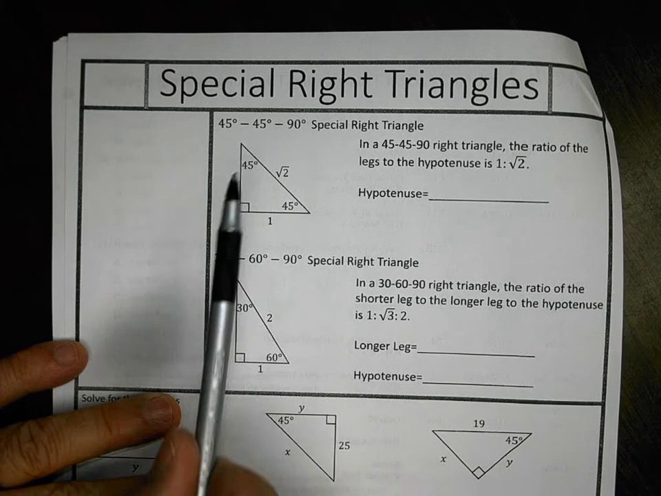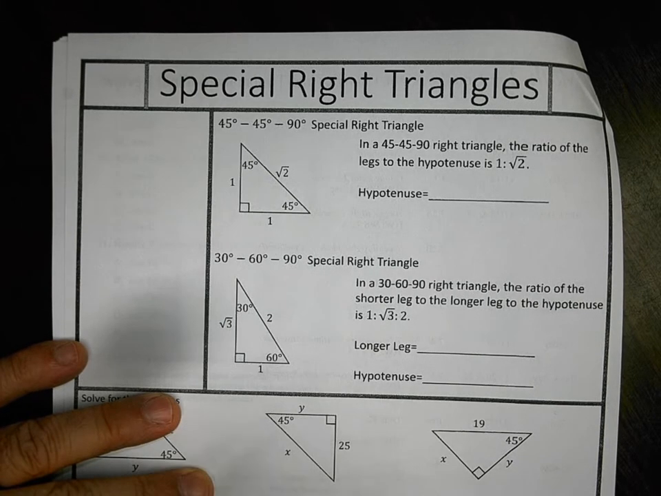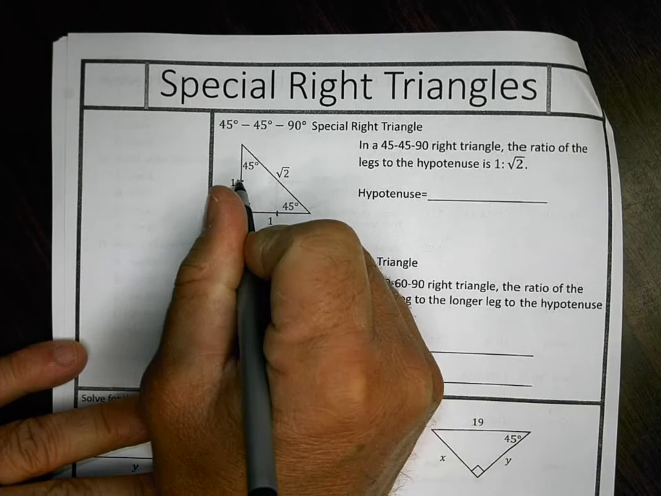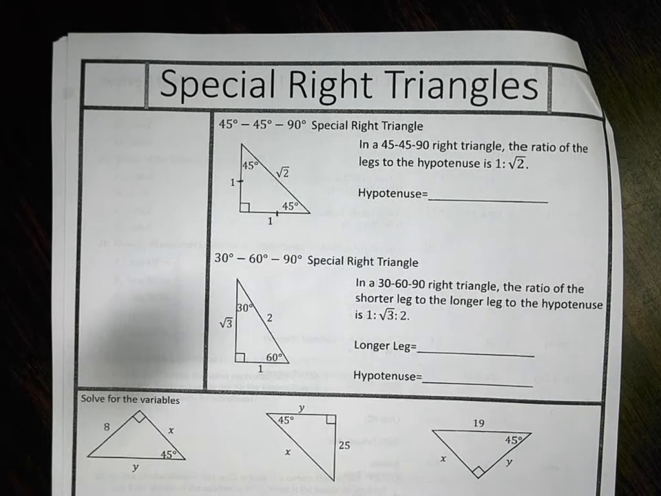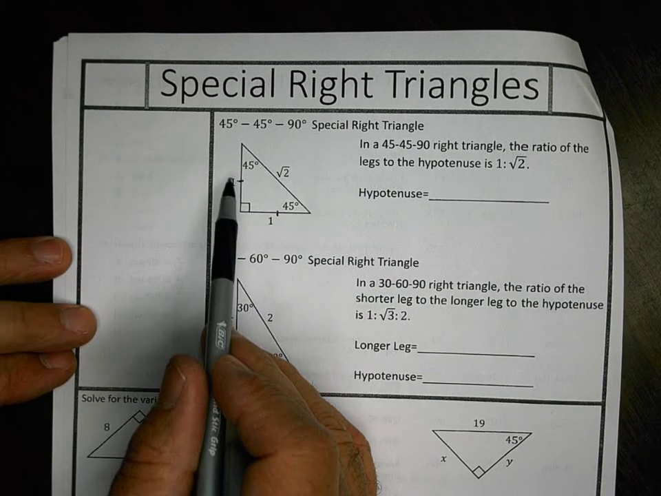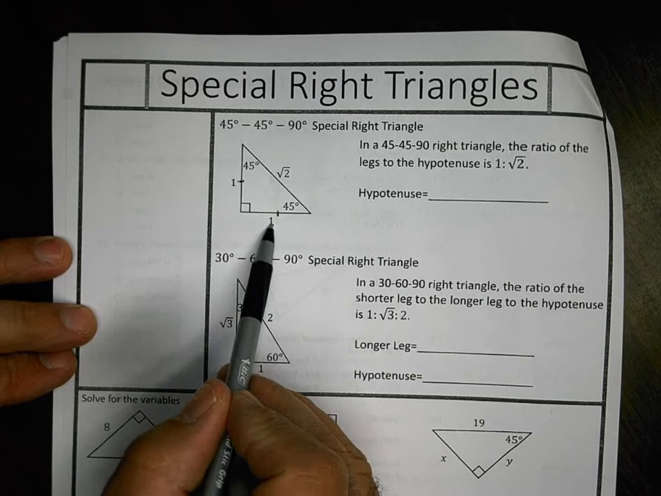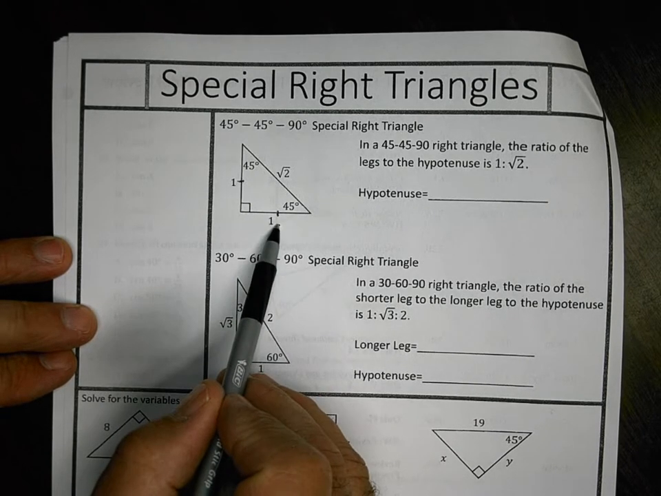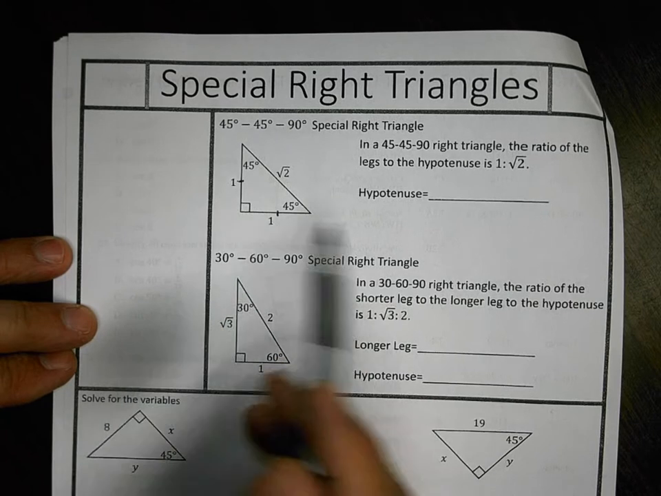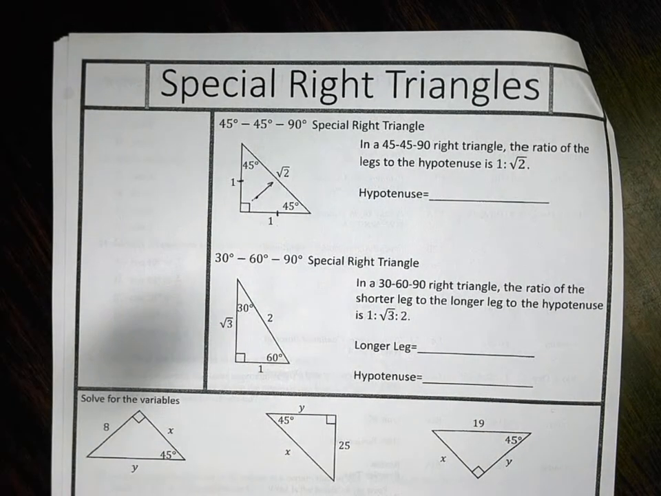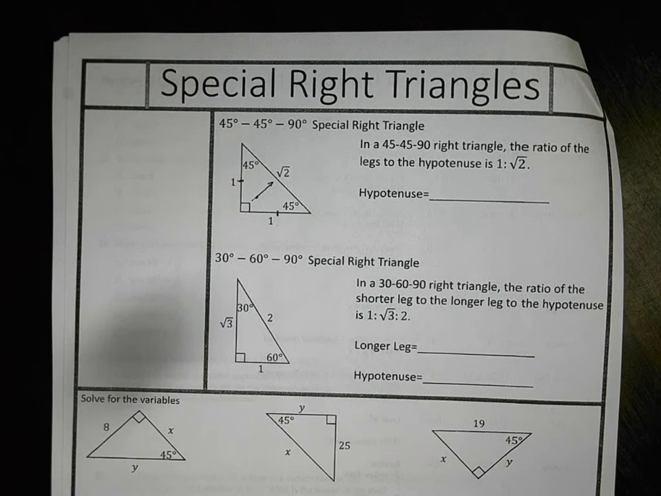You should realize that since the base angles are congruent, this is an isosceles triangle, meaning these two side lengths are congruent. So in a 45, 45, 90 right triangle, first thing you want to know is that the two legs, we call the sides that create the right angle the legs, will be congruent, and the side opposite the right angle is always called the hypotenuse. Okay, that should be review.